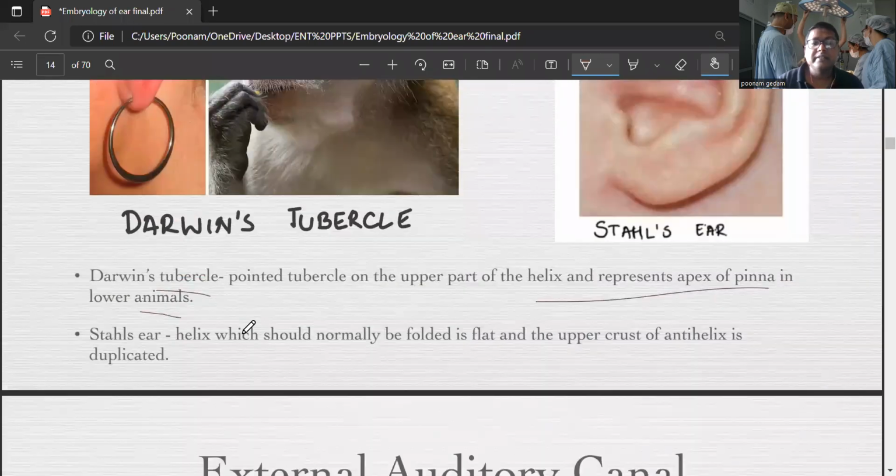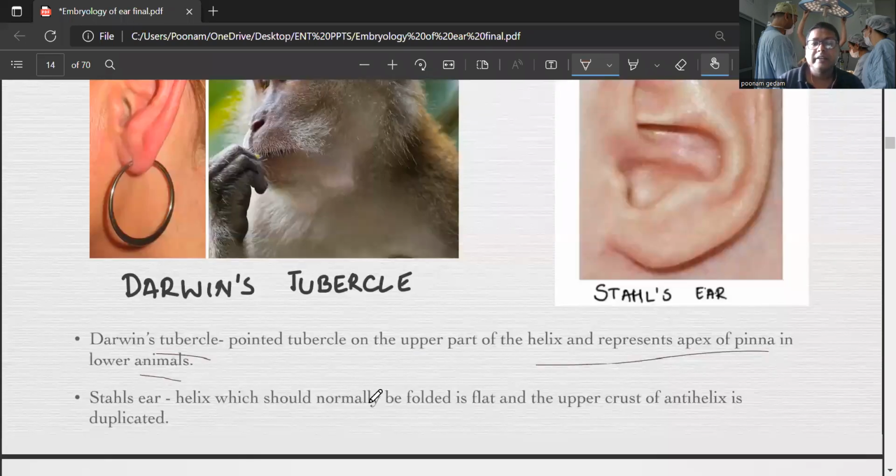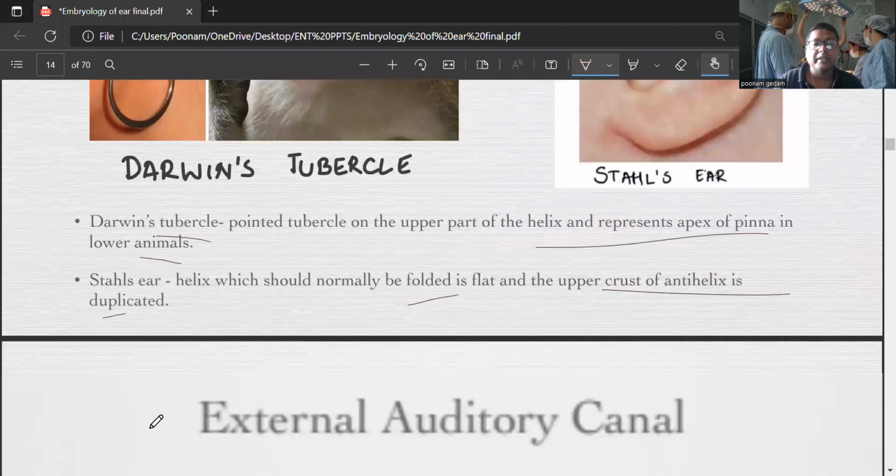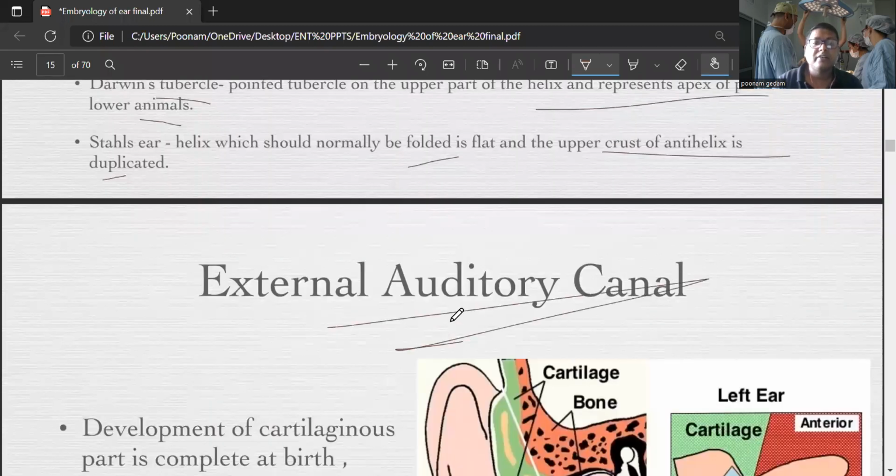animals. Stalls here, what do you mean by stalls here? Which is a helix which should normally be folded is flat and the upper crus of the antihelix is duplicated. External auditory canal.